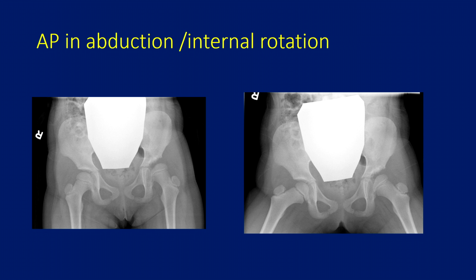On the AP abduction view, the hip is very well centered. Shenton's line is restored. This means that you should do a pelvic osteotomy to correct the dysplasia, but maybe also you should consider a proximal varus osteotomy to recenter the hip. And the very important message in pediatric orthopedics: you should not do a pelvic osteotomy until you have centered the femoral head.